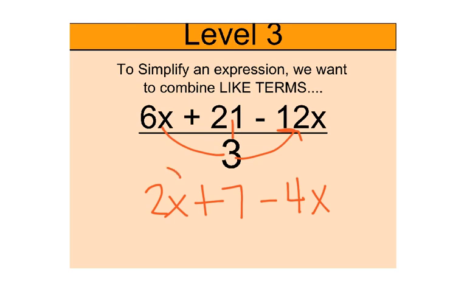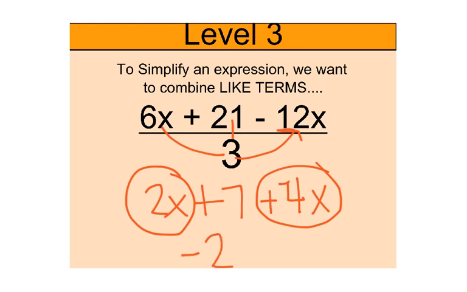Now I can combine my like terms. 2x, negative 4x, or you can change that to plus and negative 4x, which gives you negative 2x plus 7. I'm in alphabetical order. I have my constant last. Everything looks great.